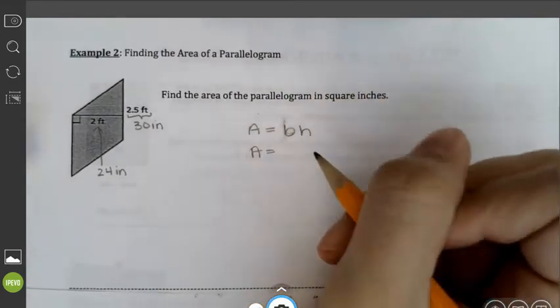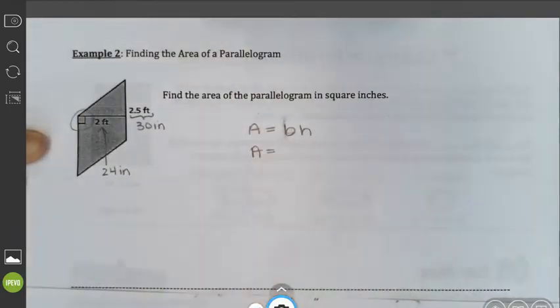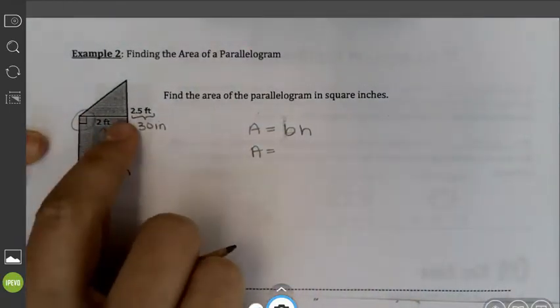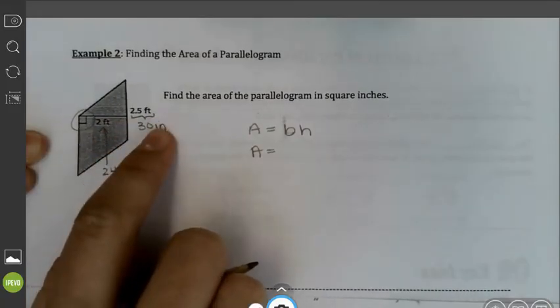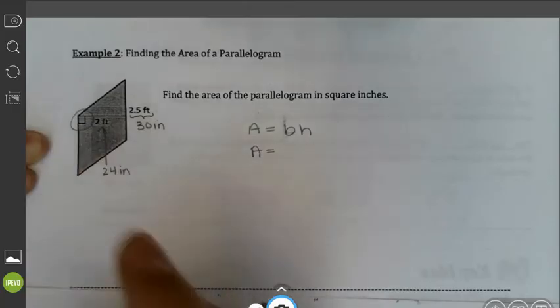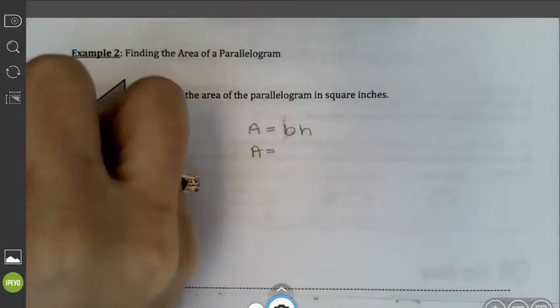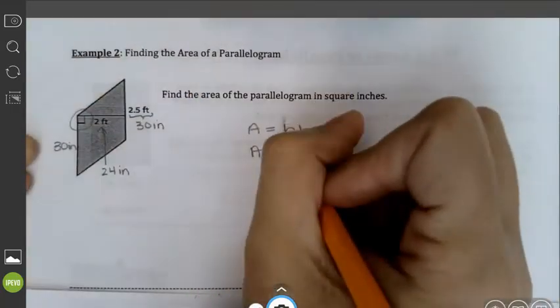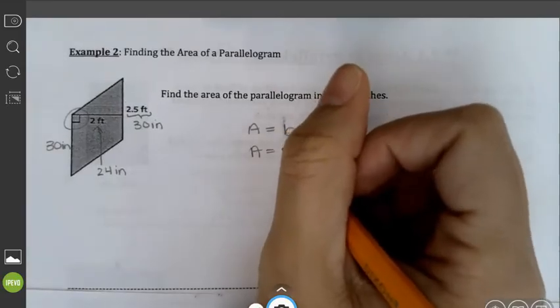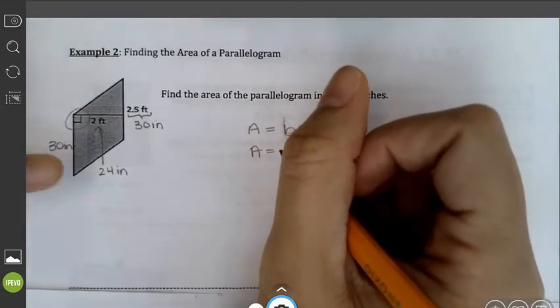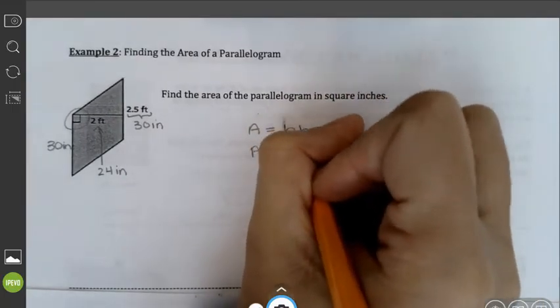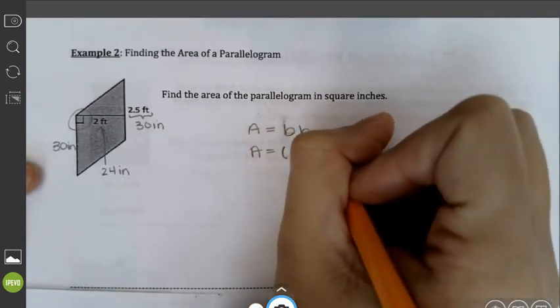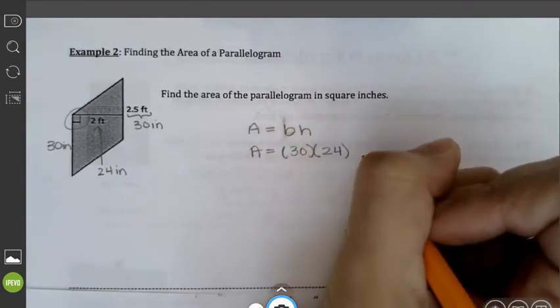Now again, we're looking for the connection of base and height to create that right angle. So I see the right angle over here. You can transfer it over here as well because these are parallel. Or you know that opposite sides of a parallelogram are equal. So I can also write 30 over here. Now what's most important is not that the base is at the bottom, but that the base and the height create a right angle. So the base is 30 and the height is 24.